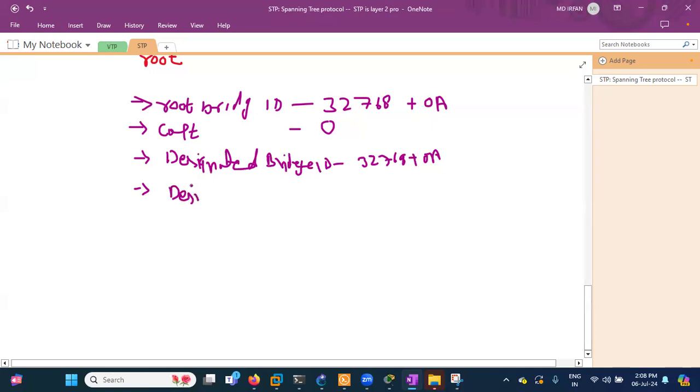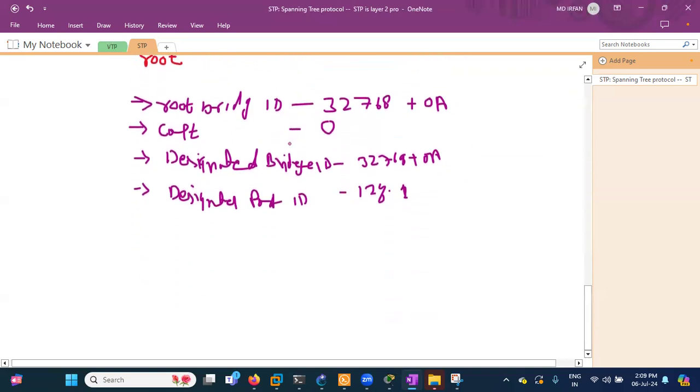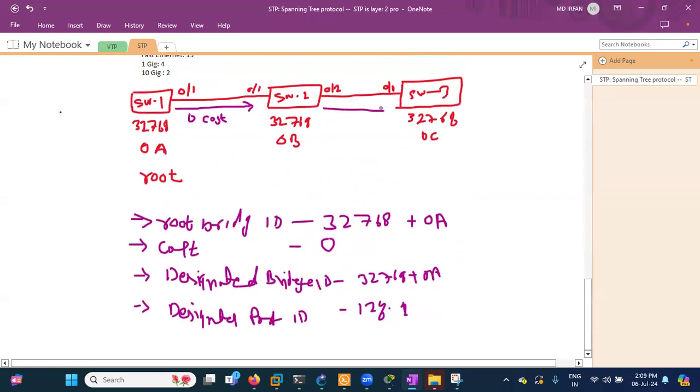Designated port ID means something like 128.1. Dot 1 means which interface? Interface 1 means dot 1, interface 2 means dot 2, dot 3, dot 4, like that. These are the information this switch will send. Once the next switch receives the information, it will send it onward to this one, right?